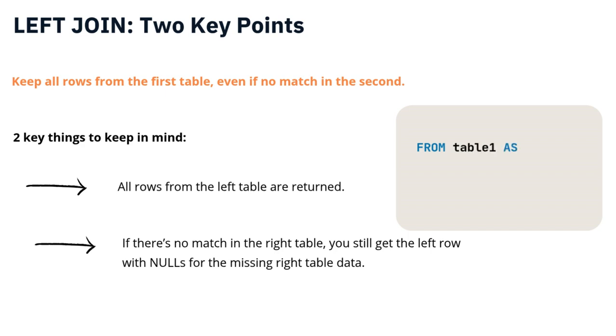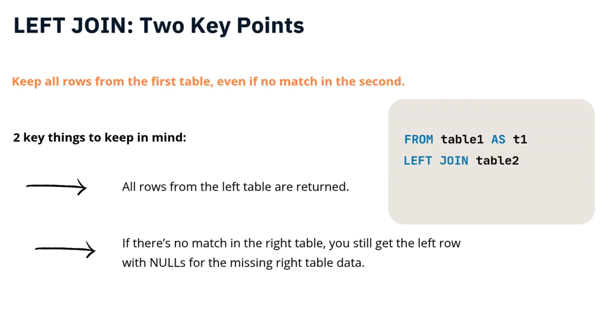The real order of execution begins with the FROM clause, so first SQL looks at the left table, table 1, then it moves to the left join, and it brings in the right table, table 2. Next, it applies the ON condition. This compares values in both tables and finds matching rows, while still keeping every row from the left table even if there is no match. And once the join is complete, SQL moves on to the SELECT step. It retrieves the columns specified.